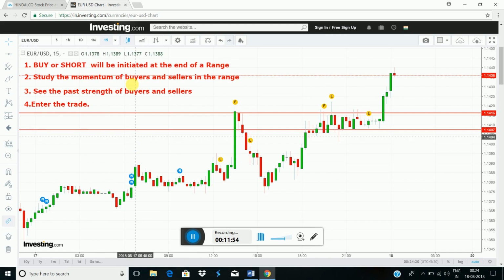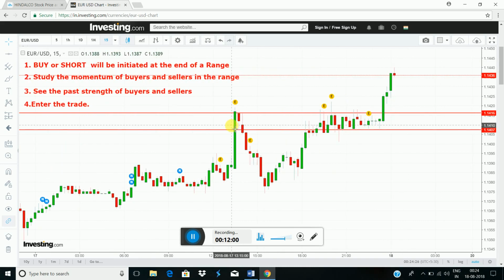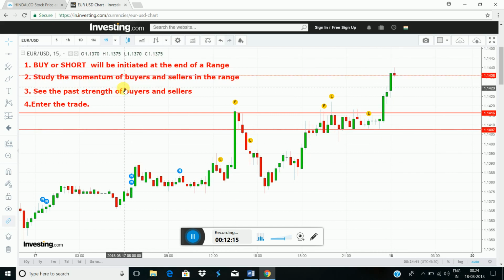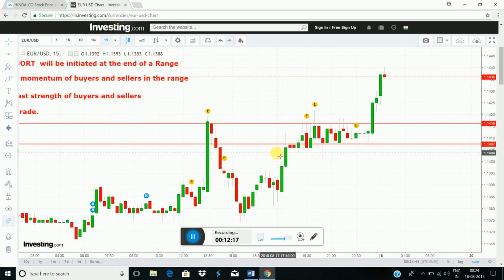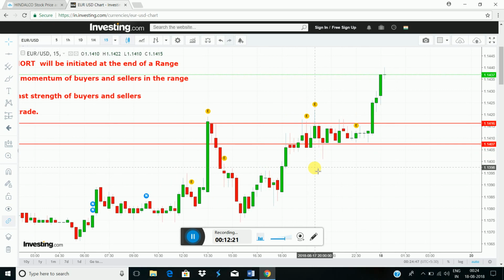So now let's discuss these rules in this live market right over here. My first rule was buying or shorting will be initiated at the end of a range, and I have identified a very perfect range over here. You can see resistance over here, and you can see support forming over here. Now my second rule was study the momentum of buyers and sellers in the range. Now pay attention to how we study the strength of the momentum of buyers and sellers in the range.